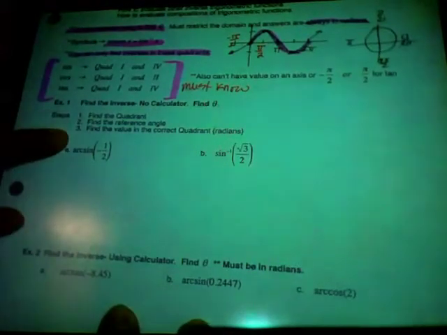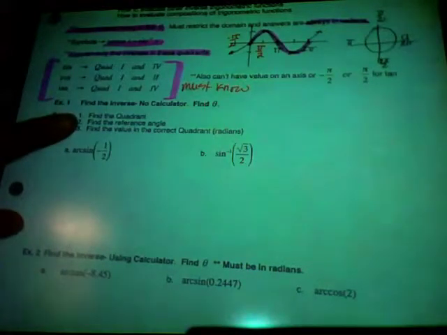Okay. So I've given you the steps here that you have to follow. You have to first find the quadrant that we're talking about, use your reference angle, and find the value in the correct quadrant in radians. So I'm going to remind you again that we can tell where sine, cosine, and tangent are positive by using all students take calculus, right? So that's going to come back to haunt you.